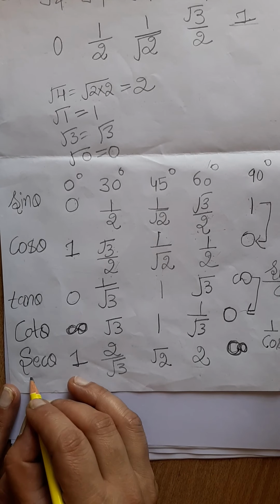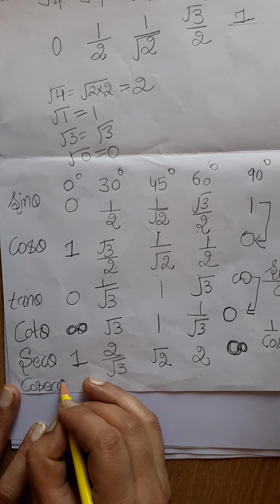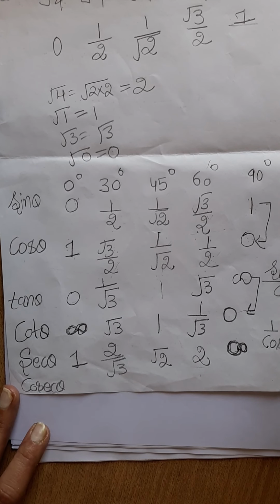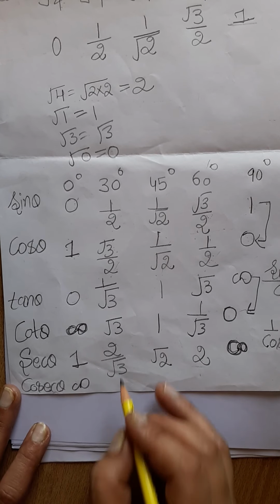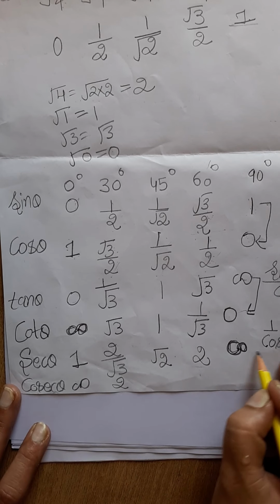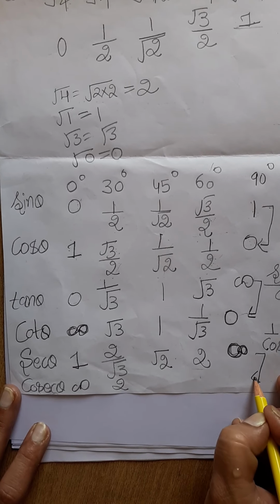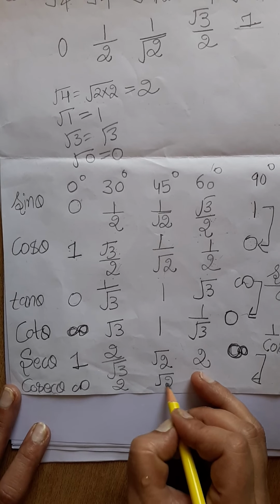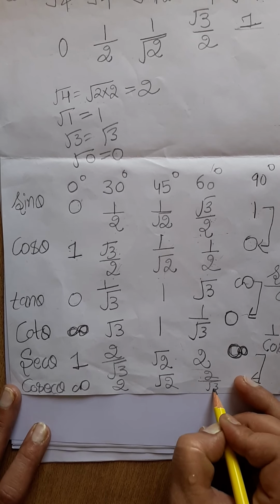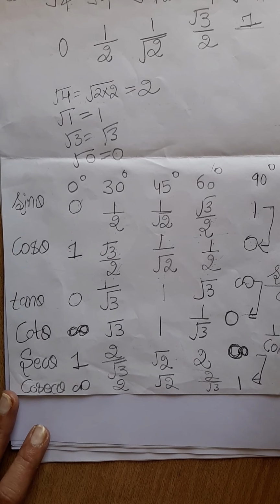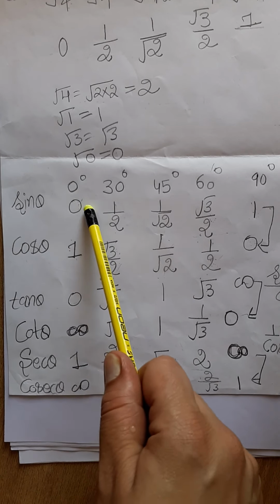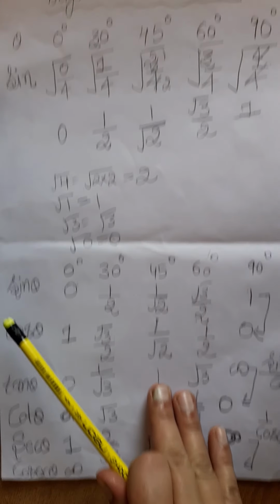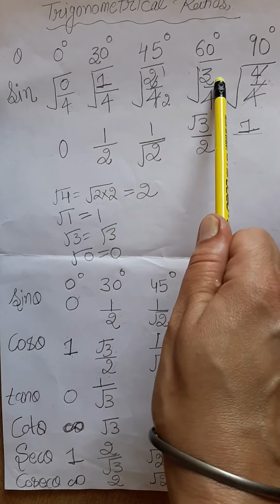After that, cosecant theta: the value of cosecant theta, we write here infinity first of all, after that 2, then root 2, 2 by root 3, and then 1. Okay, I repeat my concept. First of all, what we should do, we write the digits 0, 1, 2, 3, 4.